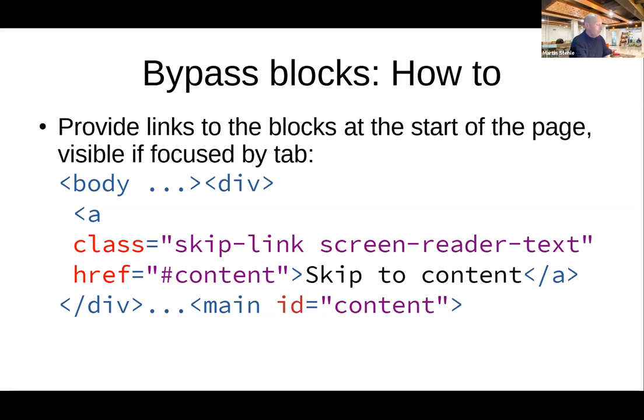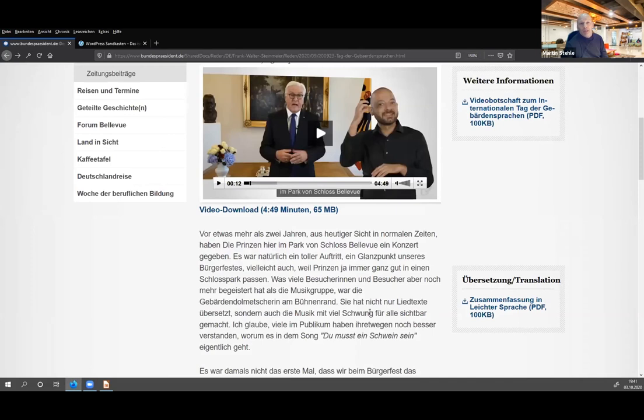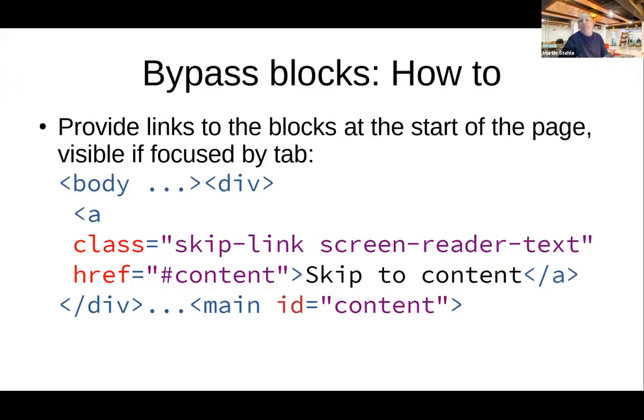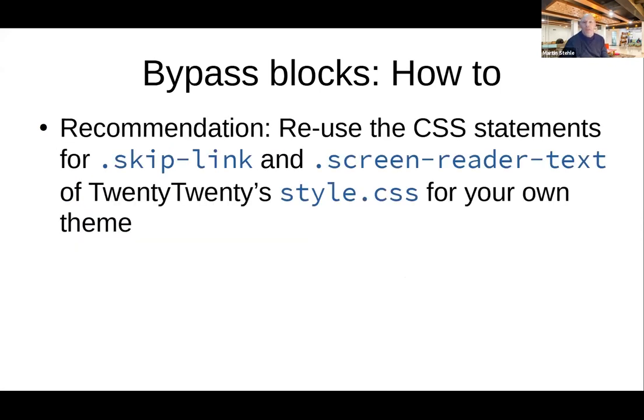Let me show you an example here on my second tab. You can see a page on my localhost, and I am using the tab key once. Oh, and you can see here the skip link. It's very helpful for users with visual impairments who use screen magnifiers, and it's read aloud for screen reader users. Of course, you use the classes skip-link and screen-reader-text, and I recommend you take a look in the style.css file of the 2020 theme and reuse these statements in CSS for your themes.